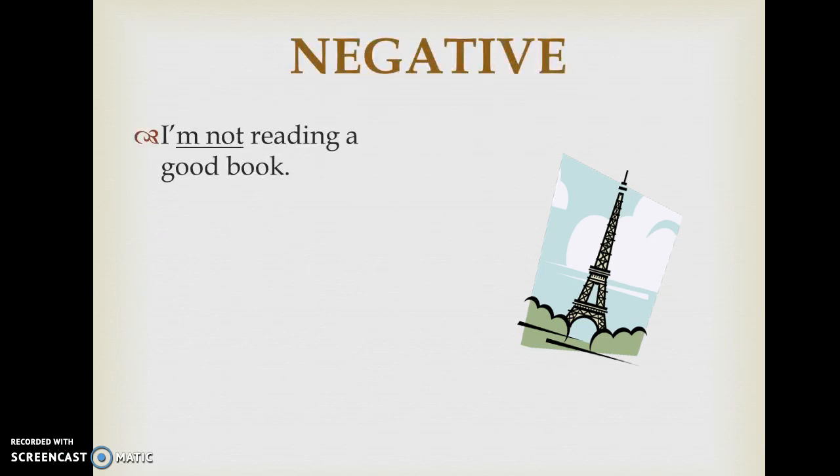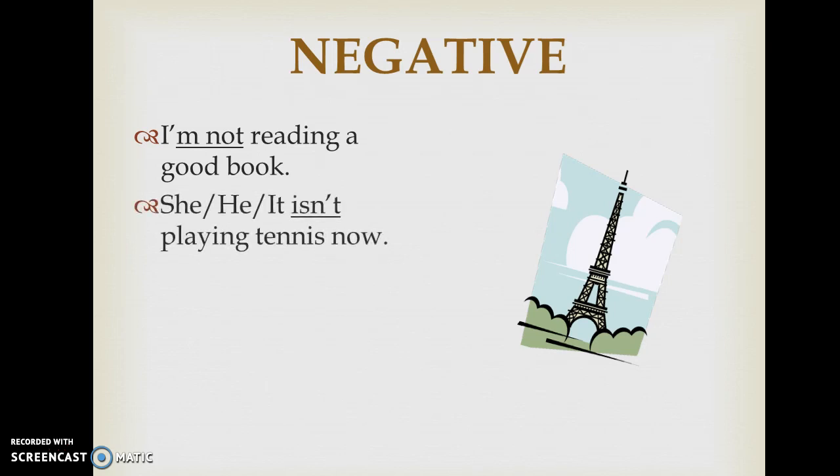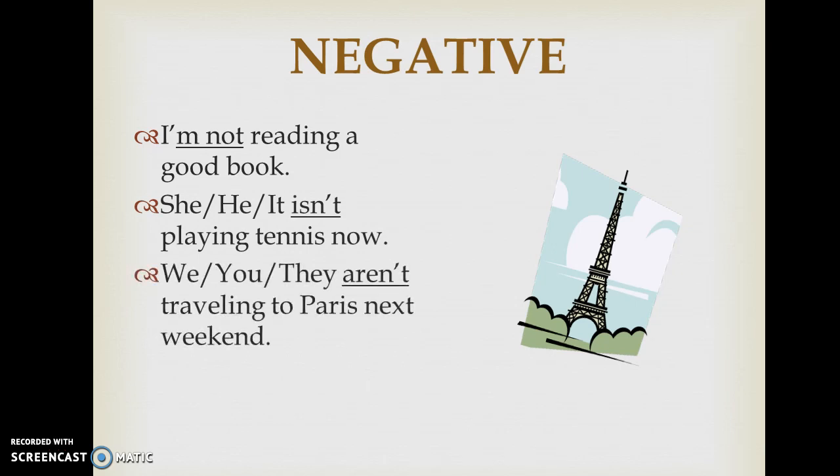The negative form is very simple. We just change the affirmative verb be to negative. I'm not. He, she, it, is, now here it is isn't. And we, you, they, are, we change it to aren't. I'm not reading a good book. He, she, it isn't playing tennis now. We, you, they aren't traveling to Paris next weekend.